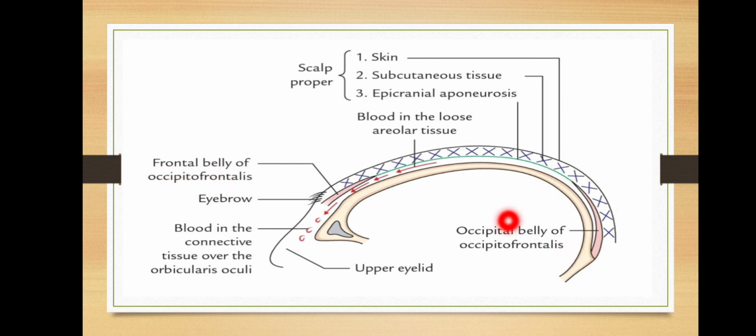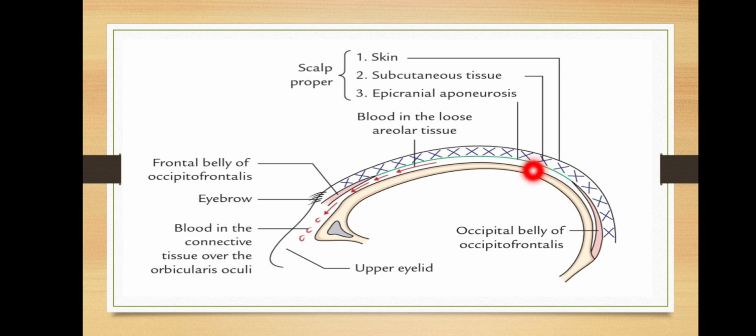So the thing you should observe here is that the occipital belly of occipitofrontalis muscle has an attachment behind. I repeat, the occipital belly of occipitofrontalis muscle has an attachment here, but the frontal belly of occipitofrontalis muscle, there is no attachment here. So this green color one is the aponeurotic layer.